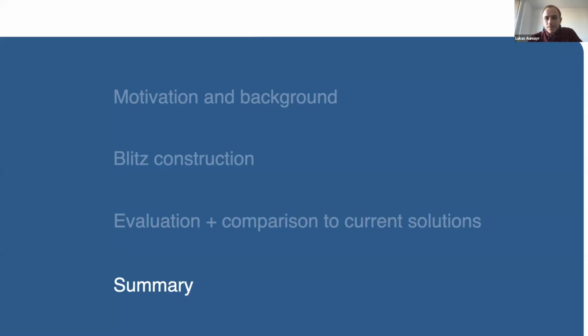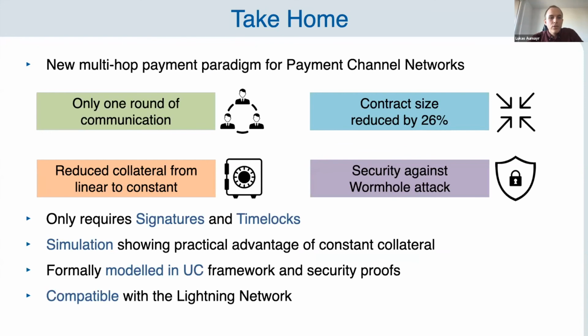Now to sum up, we introduced a new multi-hop payment paradigm, the PairRevoke, for payment channel networks. And in it, we achieve secure multi-hop payments in 1 round of communication. We reduce the collateral from linear to constant, reduce the contract size by 26%, and we are secure against the wormhole attack. On top of this, we require only signatures and time locks, so we don't actually require hash locks.